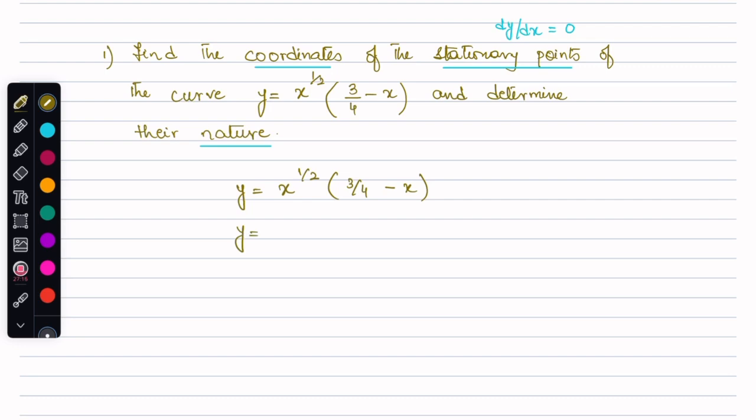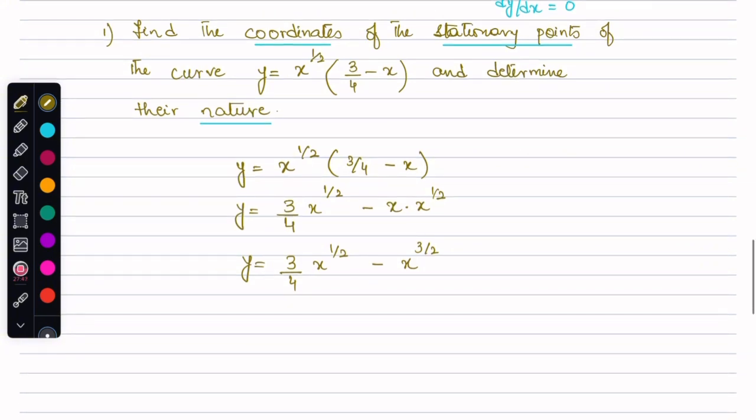I can say this equation can be written as 3 by 4 x to the power 1 by 2 minus x times x to the power 1 by 2. So x into x to the power 1 by 2, solving the indices, it's 3 by 4 x to the power 1 by 2 minus x to the power 1 plus 1 by 2, that shall give me 3 by 2 here. So I have my y equation in terms of x.